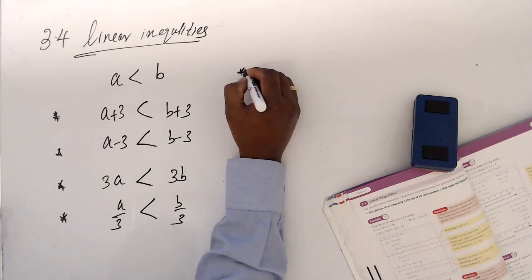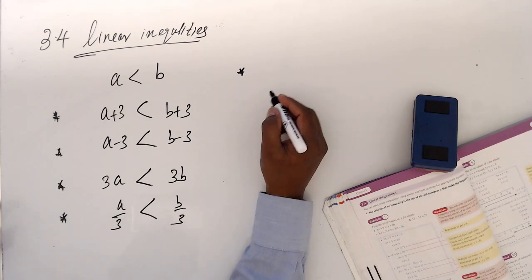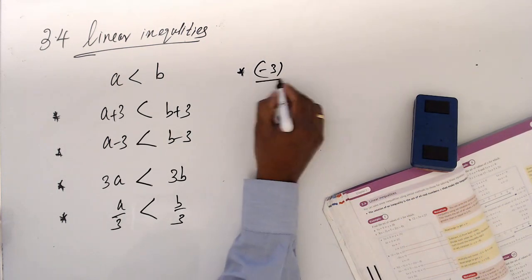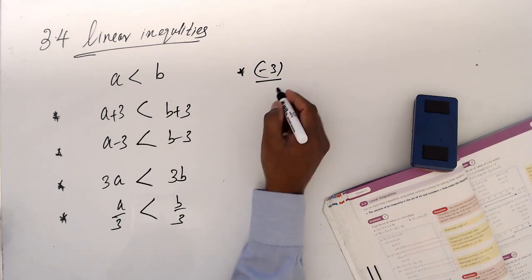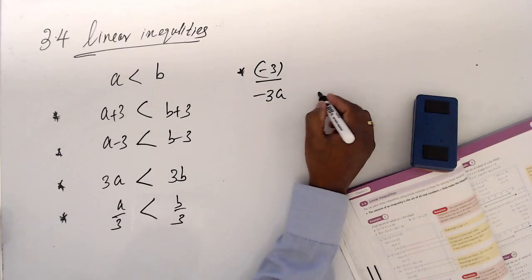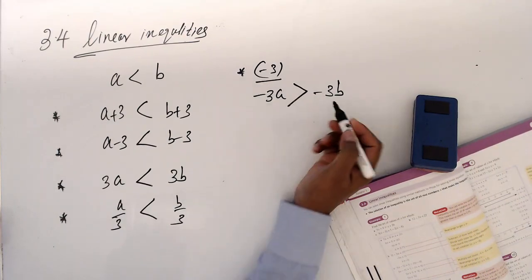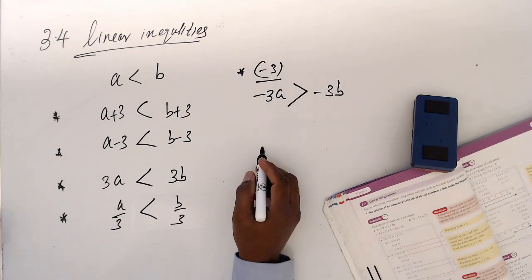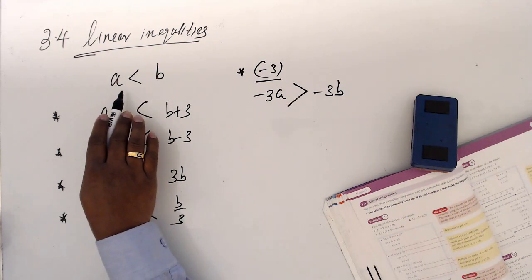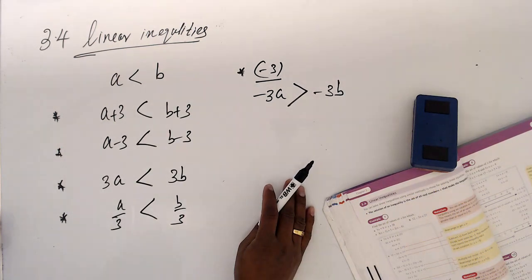But if we multiply by any negative number, say I want to multiply by negative 3, what will happen? This will become minus 3A, and this will become minus 3B. In that case, I have to flip. If you multiply an inequality by a negative number, you have to flip the symbol.